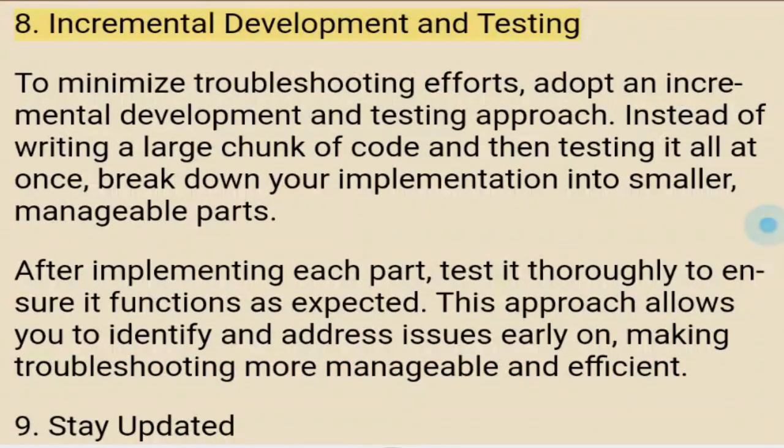8. Incremental development and testing. To minimize troubleshooting efforts, adopt an incremental development and testing approach. Instead of writing a large chunk of code and then testing it all at once, break down your implementation into smaller, manageable parts. After implementing each part, test it thoroughly to ensure it functions as expected. This approach allows you to identify and address issues early on, making troubleshooting more manageable and efficient.